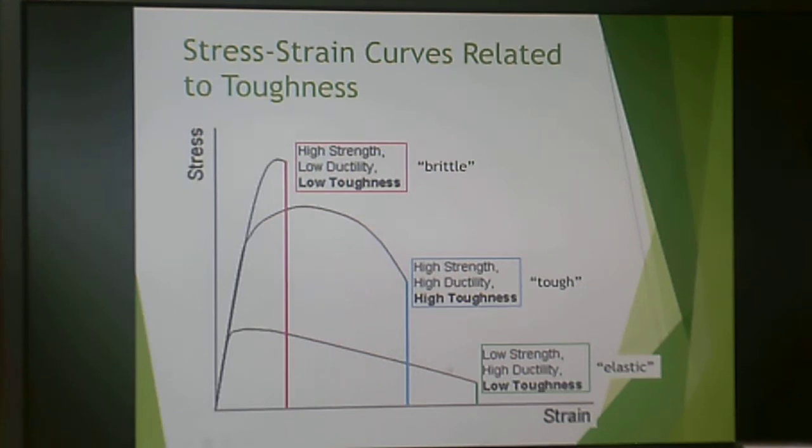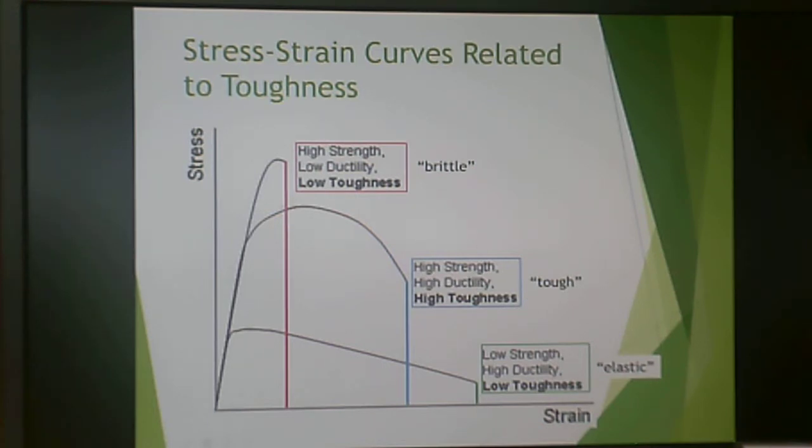Now this green one has low strength because where it fails is relatively low on the stress curve, high ductility because it has a really big elongation, but low toughness because again, this area is not very big under this curve. It's the middle one that we characterize as a tough material.